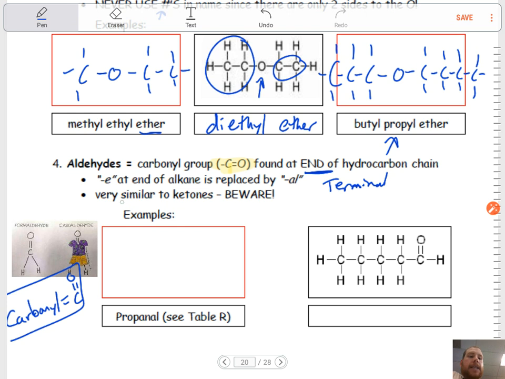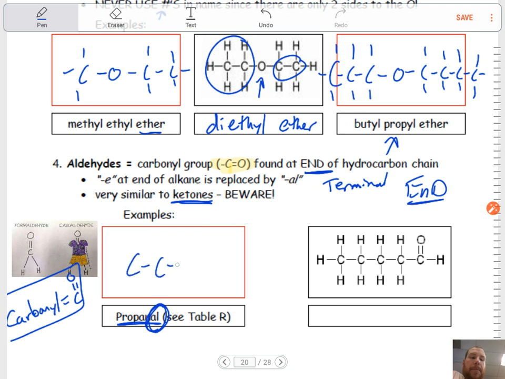Aldehydes, guys, be very careful. They're similar to ketones. Ketones are going to be the next thing we talk about in the next video, so we'll talk more about how they differ. The big difference is where they are. They both have a double bond O, but an aldehyde has the carbonyl on the end. It's terminal. Ketones are on internal carbons, which, again, we'll talk more about. So remember, it's an end carbon with an aldehyde. Same thing, propanal. That ending AL is your clue that, hey, there's an aldehyde.